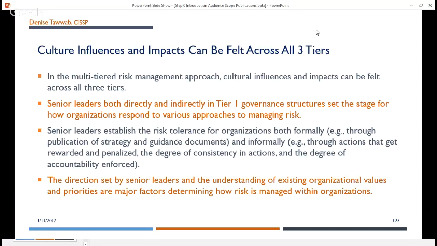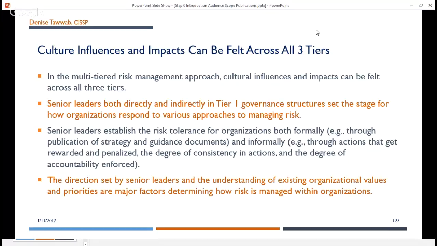Okay, culture influences and impacts can be felt across all three tiers. In the multi-tiered risk management approach, cultural influences and impacts can be felt across all three tiers. Senior leaders, directly and indirectly in tier one governance structures, set the stage for how the organization is going to respond to various approaches to managing risk. Senior leaders establish the risk tolerance for the organization, both formally through publication of strategy and guidance documents, and informally through how they behave, through what actions get reported and what actions get penalized, and the degree of consistency in actions and the degree of accountability that's enforced.